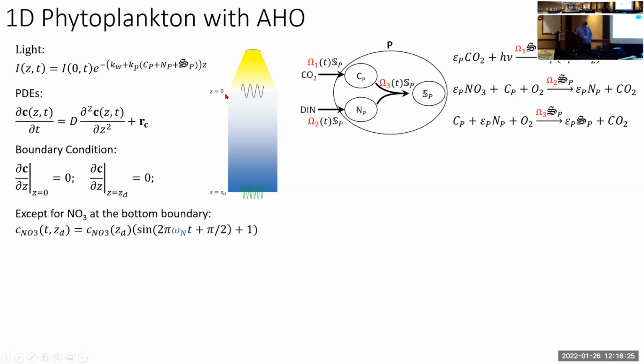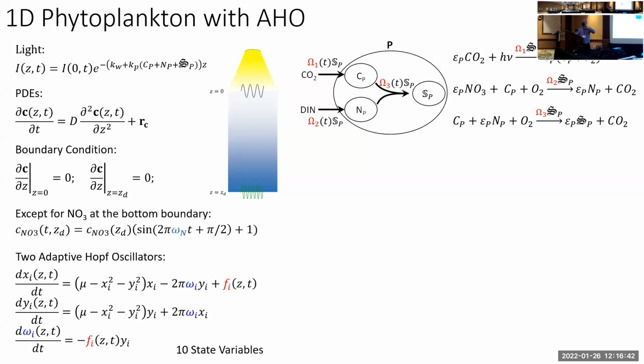We'll put just zero flux boundary conditions for all the state variables, except for the nitrate concentration at the bottom of this boundary, and we'll give it a sinusoidal function that somewhat might represent tidal forcing or tidal pumping of nitrogen into the photic zone. I'll put in now two harmonic oscillators. So there's a total of 10 state variables now in this model.